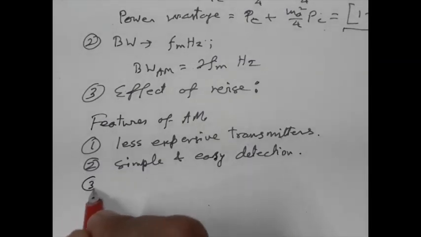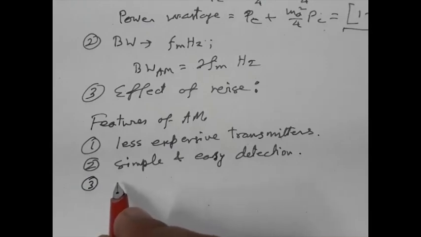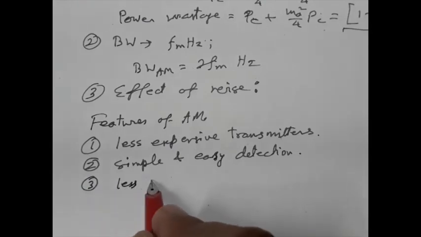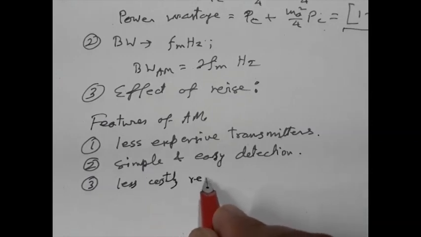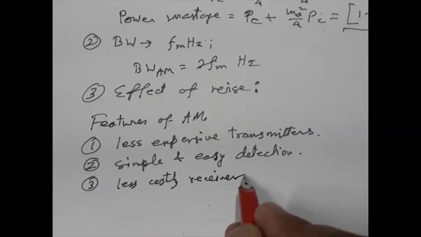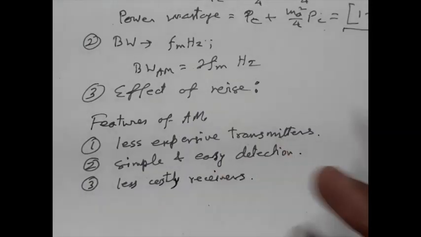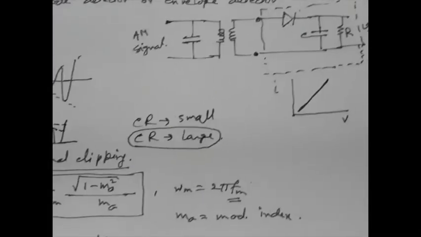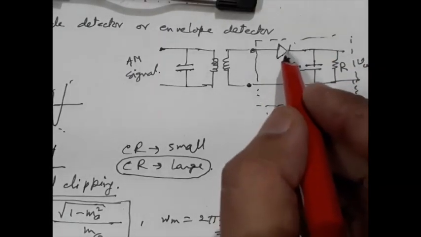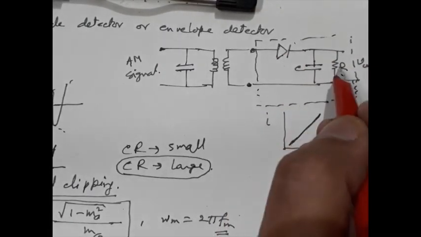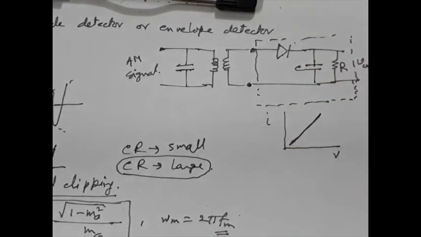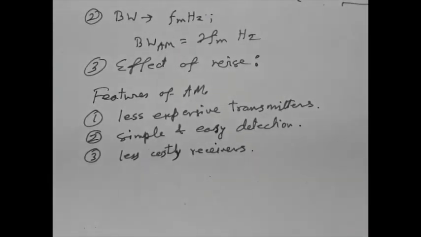Third point is less costly receivers. A receiver may be like an envelope detector, this one. This is just a diode, capacitor and resistor, nothing else. So receiver cost is very low.